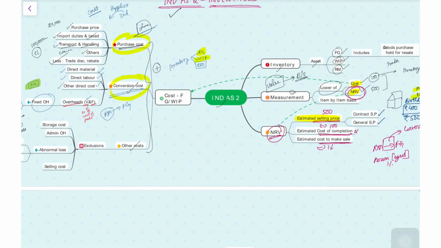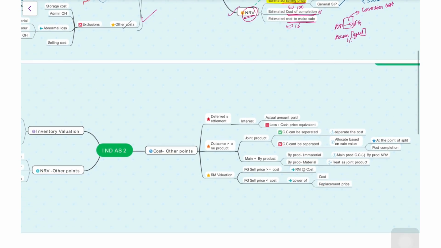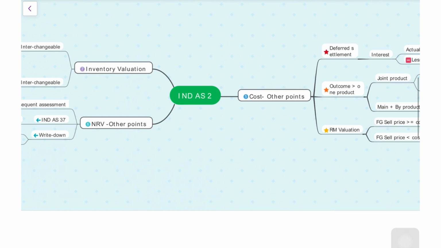So I hope you understood the first chart. I'll go through all of it once again and give you a quick summary. First, we understood what inventory is, how you measure it, lower of cost or NRV, and the components of cost: purchase cost, conversion cost and other costs. In other costs, we understood how you value fixed overheads, and then we finally understood net realizable value. I hope there are no doubts until this.